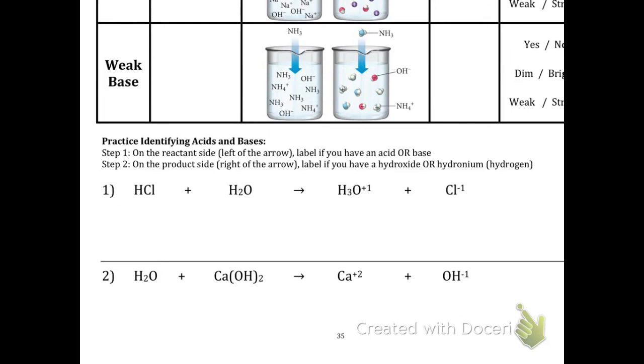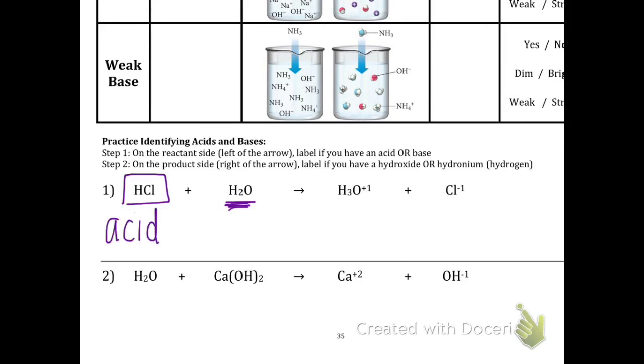So when you have a practice problem like this, here on the left side of your reaction, you're going to label if you have an acid or a base. And on the right side of the arrow, you're going to identify if you have a hydroxide or a hydronium. And hydronium and hydrogen are interchangeable. So you're going to look here at number 1. You can recognize that this is water, so that's not an acid or base. So you're going to look at this right here. It has the H in the front, so you know that this is an acid.